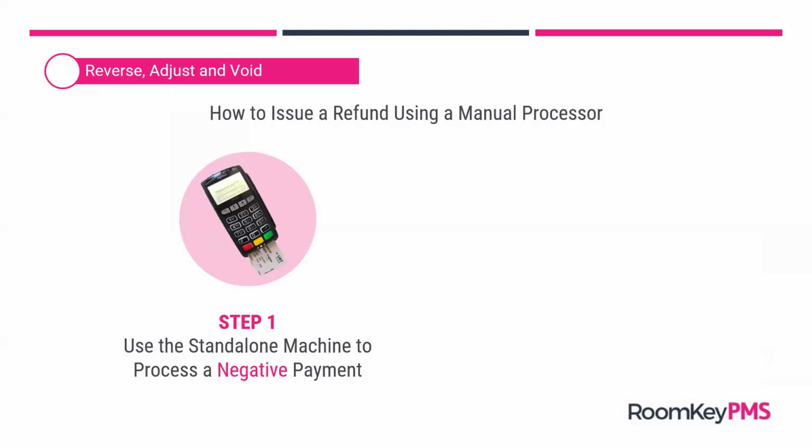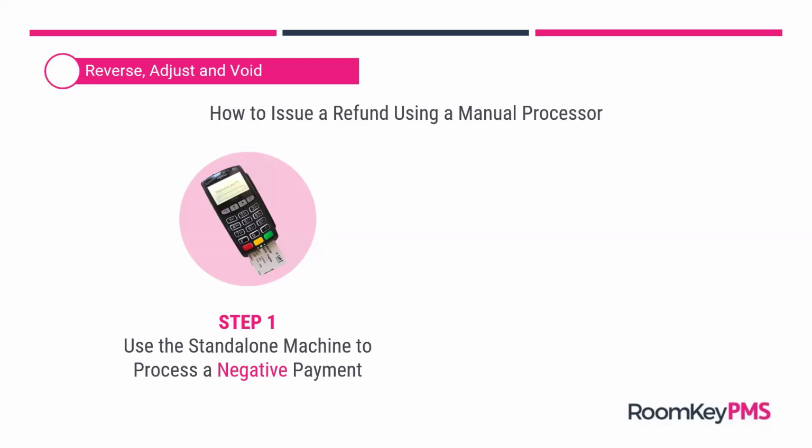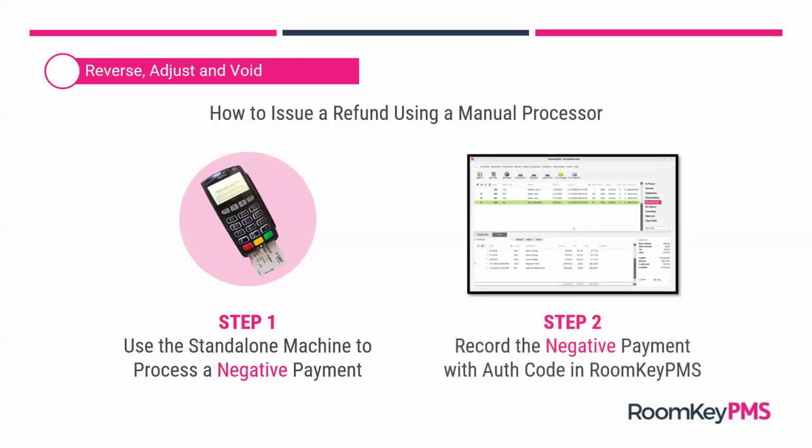So the refund and the void functions are a little bit different when we're working with a manual processor. I'm going to show you the manual processes first, and then we'll take a look at the interface and embedded solutions second. So here we have our standalone credit card machine. To issue a refund using a manual processor like this standalone machine, you're going to use the machine itself to process a negative payment first. Then in Roomkey, you're going to record a negative payment with the authorization code.